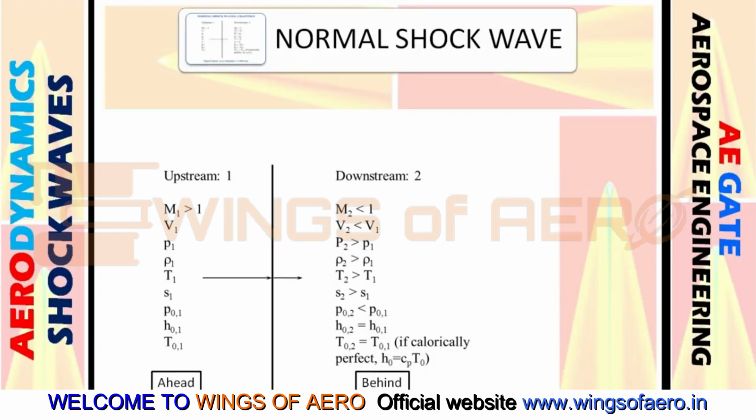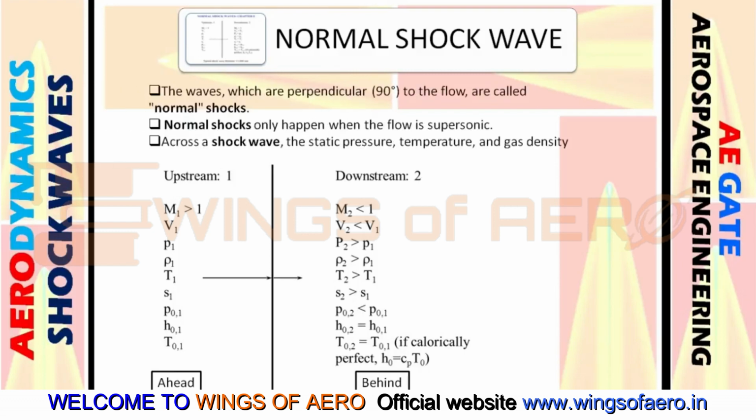Now let's highlight a normal shock wave. So what is meant by normal shock wave? When a wave is perpendicular to the flow, see, this is a normal. When a wave is created perpendicular to the flow, it is called a normal shock wave. And what is another condition? The flow should be supersonic in the upstream region.